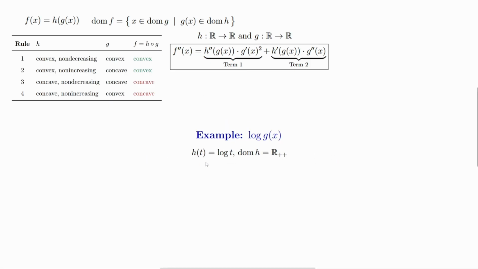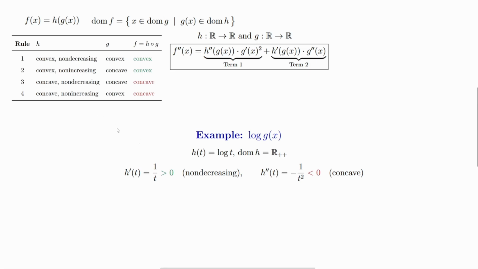Okay, so now the outer function is a log function. We take input g of x and we apply log to it. And the domain of h is positive real numbers, right? It can't be 0, it can't be negative. Log is not defined on that domain, so it must be positive. Taking the first derivative, it's 1 over t, which is always greater than 0 for positive real numbers. The second derivative is always negative for positive real numbers.